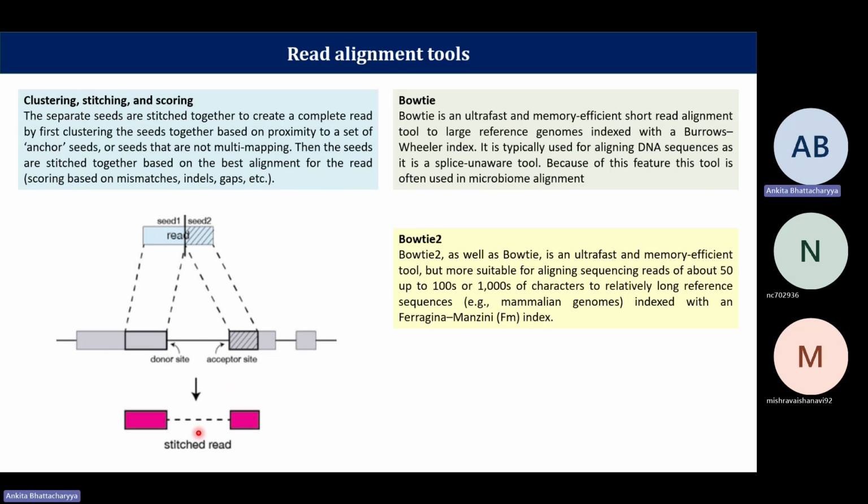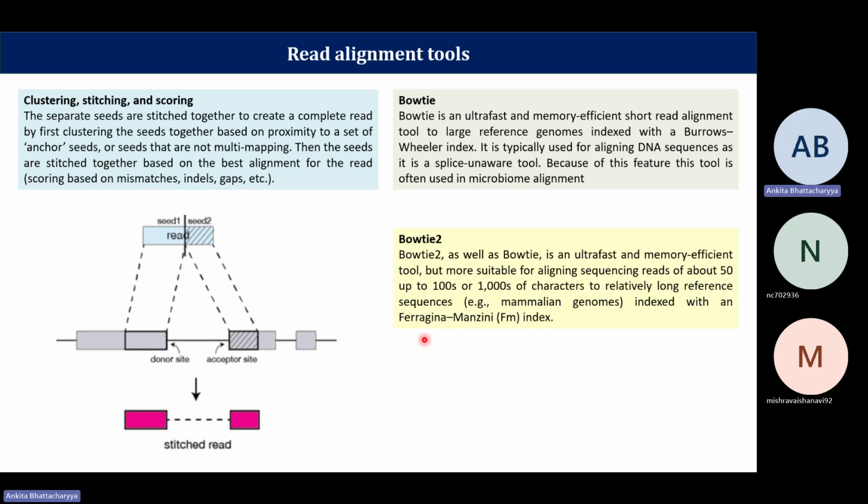Apart from that, there are many other tools whose names I previously mentioned briefly, but you majorly have Bowtie and Bowtie 2. So Bowtie is an ultra-fast, memory-efficient, short-read alignment tool which is used for large reference genomes, and it has been indexed with the Burrows-Wheeler index. Typically, its job is to align DNA sequences because it's a splice-unaware tool. Keep in mind, this is why I mentioned understanding why splice-aware tools are relevant and why they are preferably used for RNA-seq data analysis. But for DNA sequencing data analysis, you can use Bowtie.